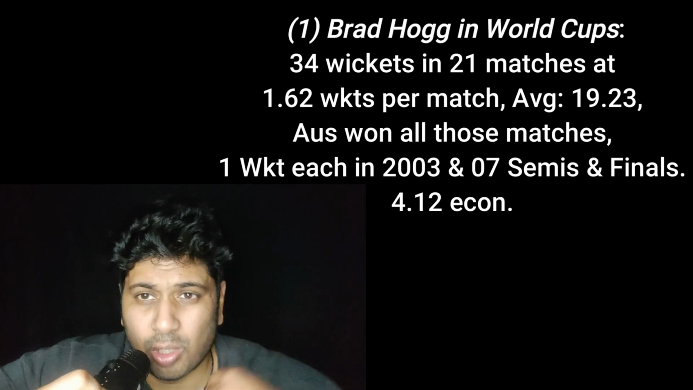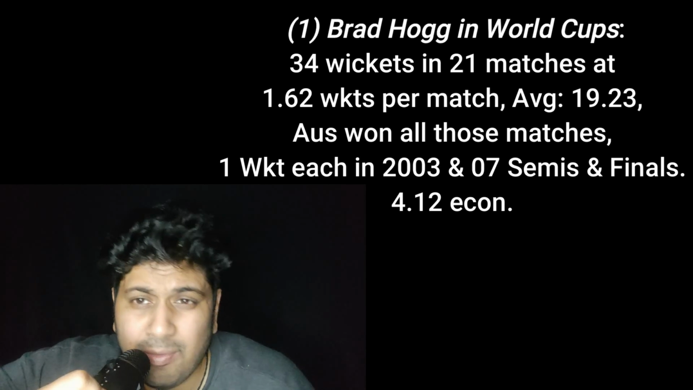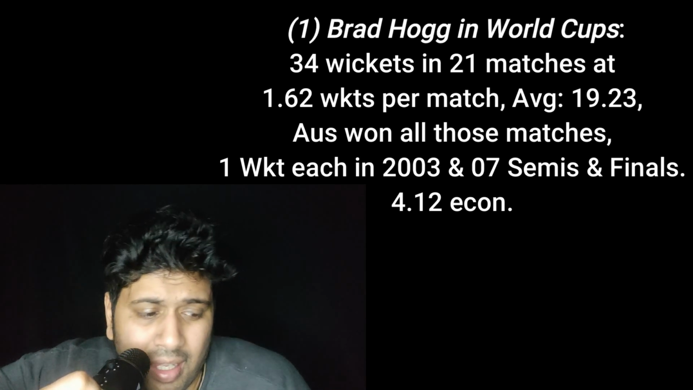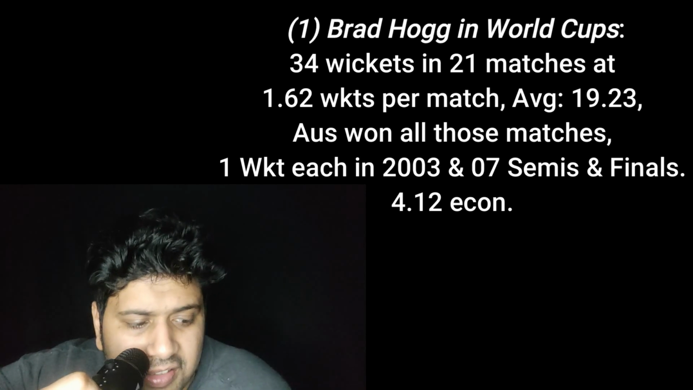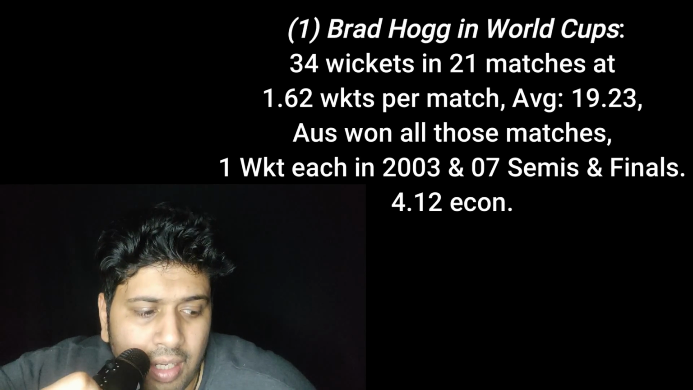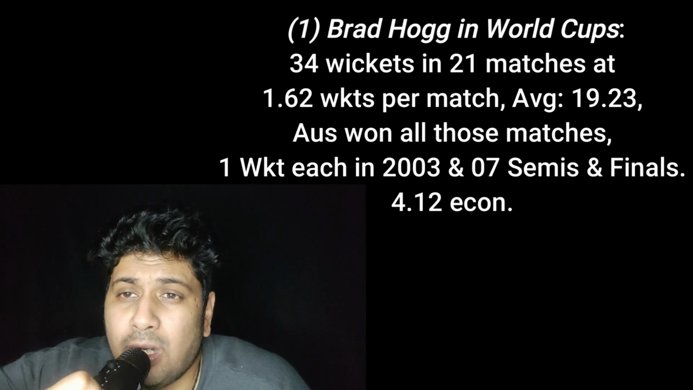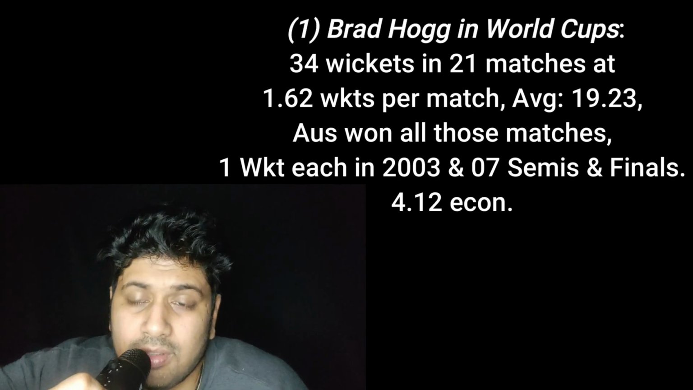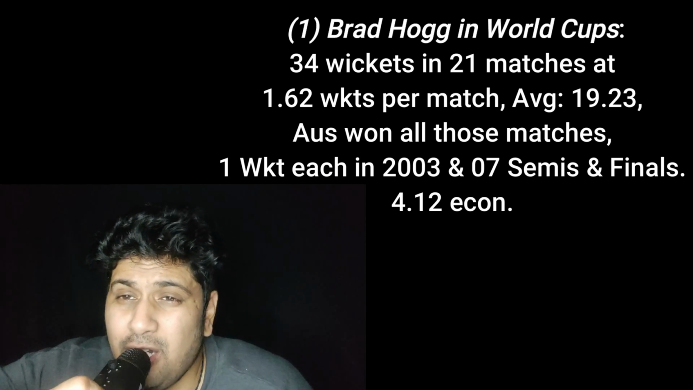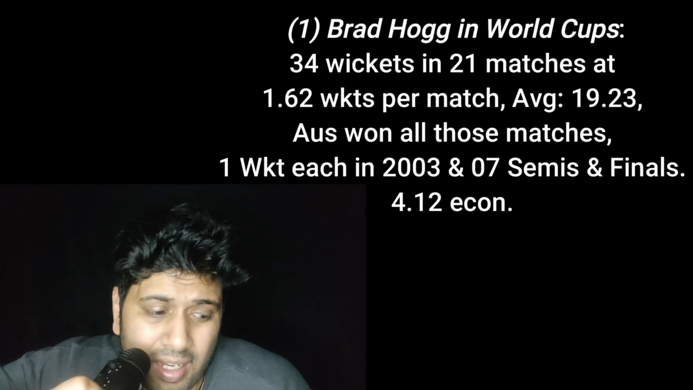And when we talk about greats like Glenn McGrath, Brett Lee, we never ever take Brad Hogg's name. Australia won all those matches, and he also took one wicket each in both the World Cup finals that he played in. That was in 2003 and 2007. His economy rate was 4.12, which is again amazing.